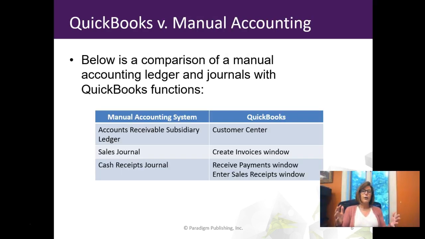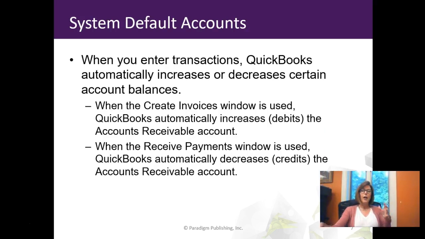If we want to make the comparison between our traditional old school manual accounting and the QuickBooks version, in the manual accounting system, hopefully you remember, we have the accounts receivable subsidiary ledger. The comparable QuickBooks version of that is the customer center. In traditional accounting, you have your sales journal. In QuickBooks, we have the create invoices window. In the manual system, you have the cash receipts journal. And in QuickBooks, we have the receive payments window and the enter sales receipts window. And again, we'll talk about the differences between the two when we get to that.